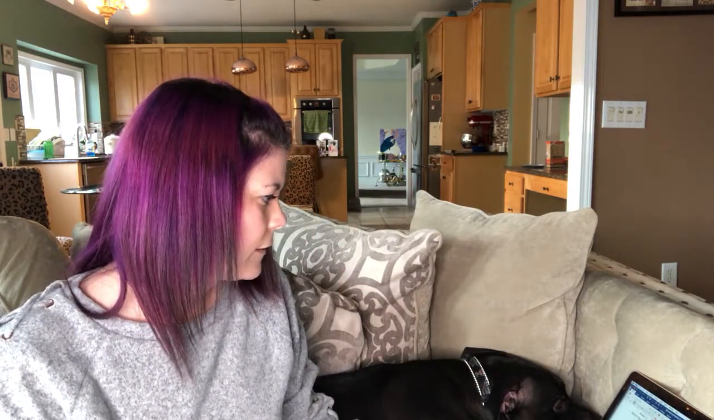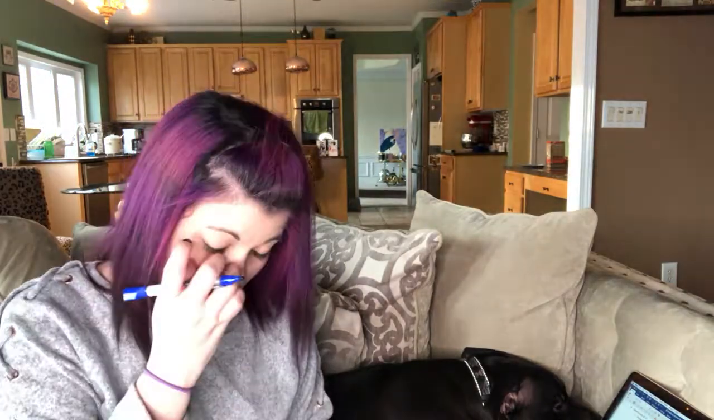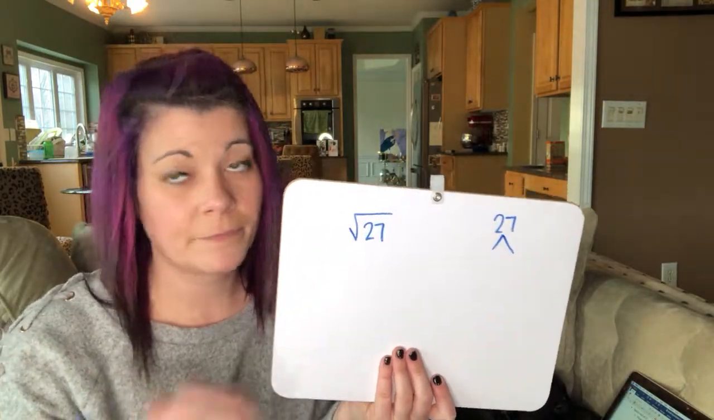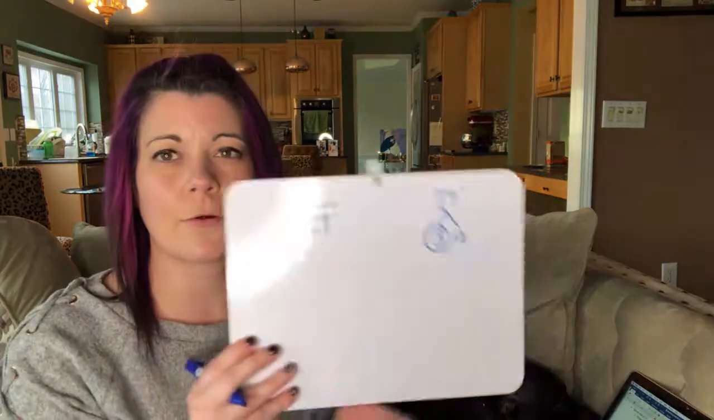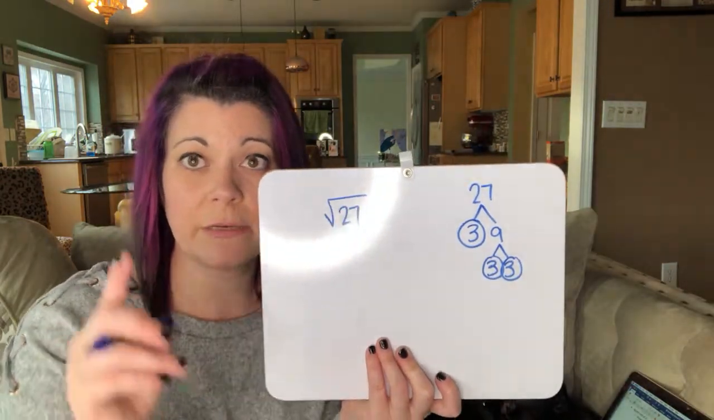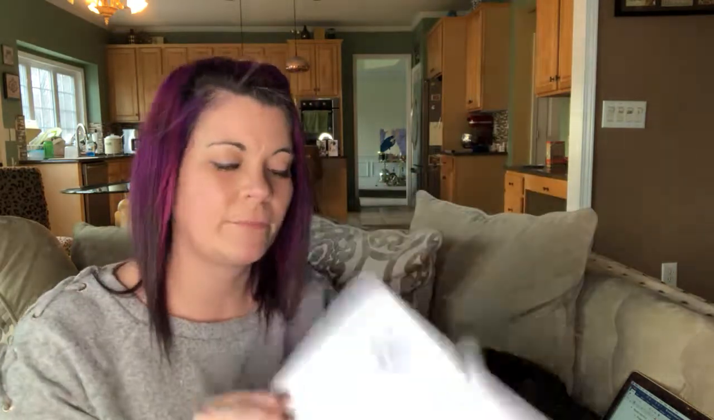Okay, let's do another one. Let's do the square root of 27. If I want to do prime factorization, I think to myself, what 2 factors multiplied together give me 27? 3 and 9. So 3 times 9, and 3 is prime, so I circle it, and then 9 I can break down to 3 and 3 again. So 3 times 3, I'm going to circle those because now they're prime. So now we have the prime factorization of 27, which is 3 times 3 times 3.